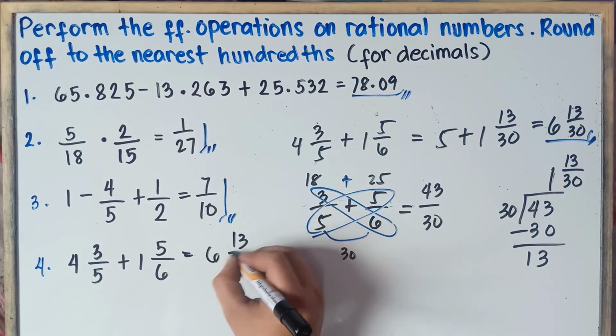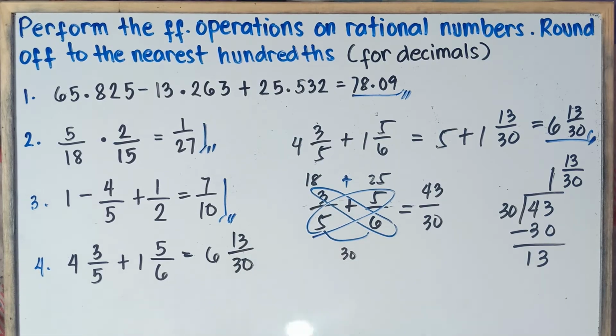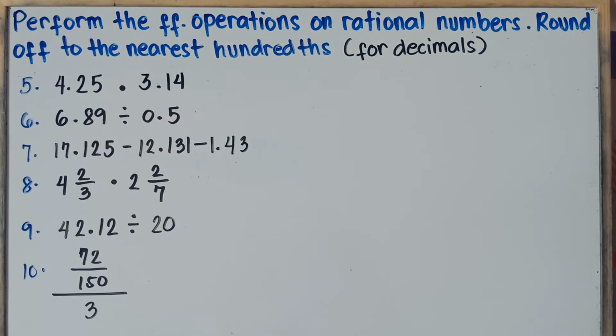6 and 13 over 30. Alright, so let's proceed now to example number 5. Our given is 4.25 multiplied by 3.14.